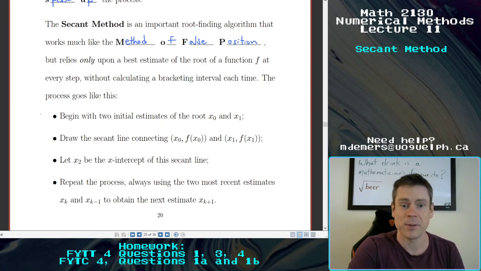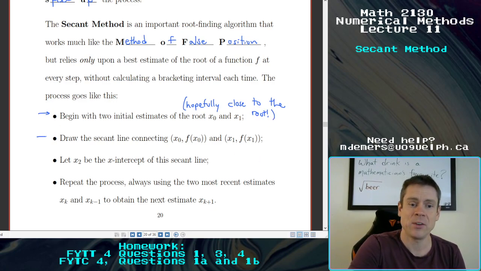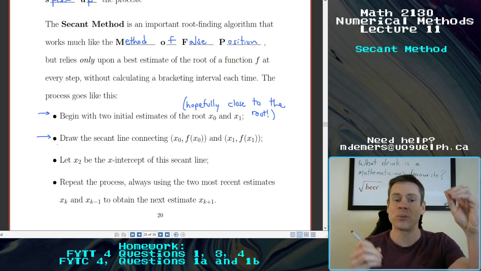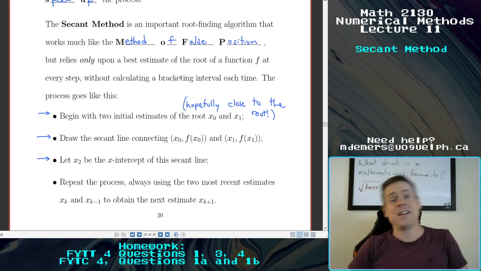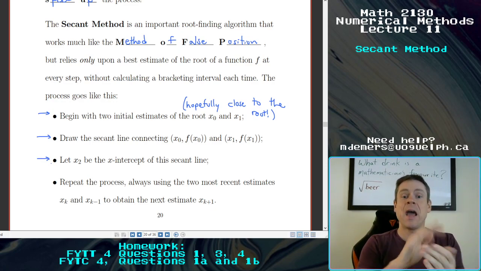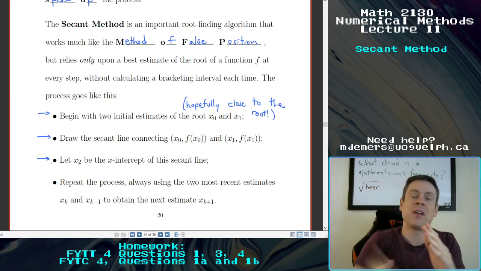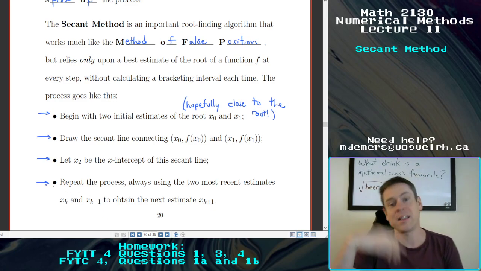So let's talk about the different steps that we need. We need two initial estimates, as I said, hopefully close to the root. Once we have those estimates, we draw a secant line connecting the two points on the graph, x0, f of x0, and x1, f of x1. You find the x-intercept of that secant line. That x-intercept is going to be your next estimate. Then you toss away the estimate from two steps ago, and you use the two most recent in order to do the same process over again. So you repeat the process, always using the two most recent estimates to get the next one.